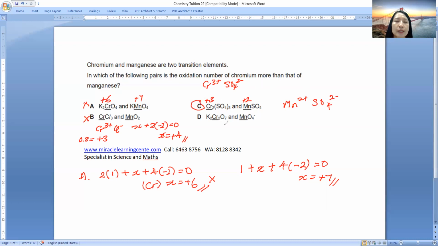This one over here is actually +6, which we have calculated earlier. This one, you will need to calculate. So you let manganese again be X, plus 4 times -2, equals -1. So X equals +7, which is actually similar to this one over here. So the answer is C.